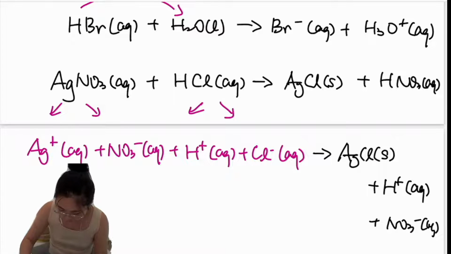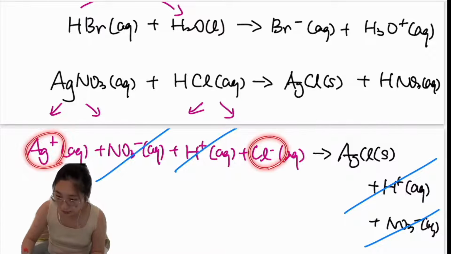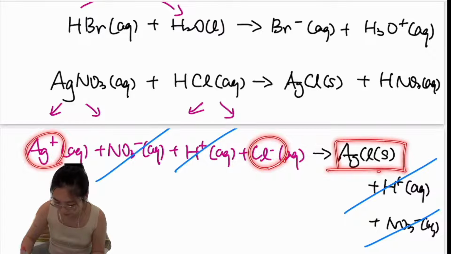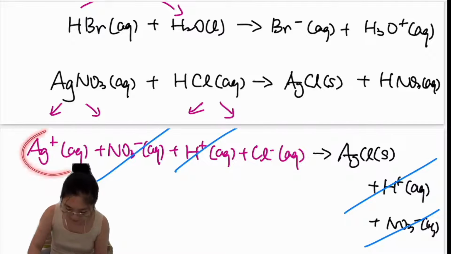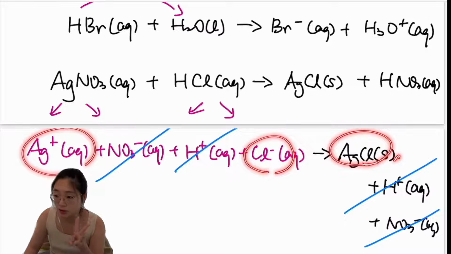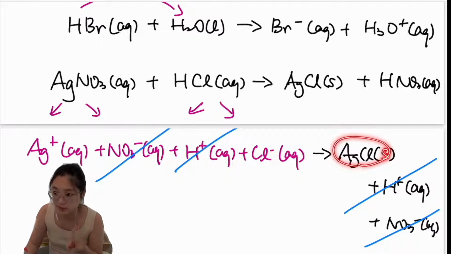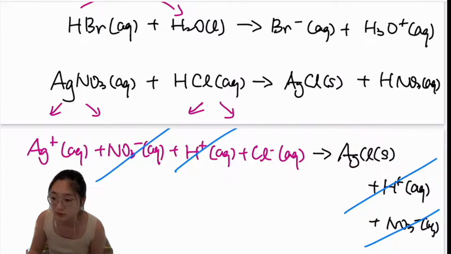So what's actually involved in the reaction is the silver cation and the chloride anion, which combine together to form the silver chloride. So this and this and then this, these three species comprise the net ionic equation. And even though silver chloride is in solid form, it's still part of the net ionic equation.